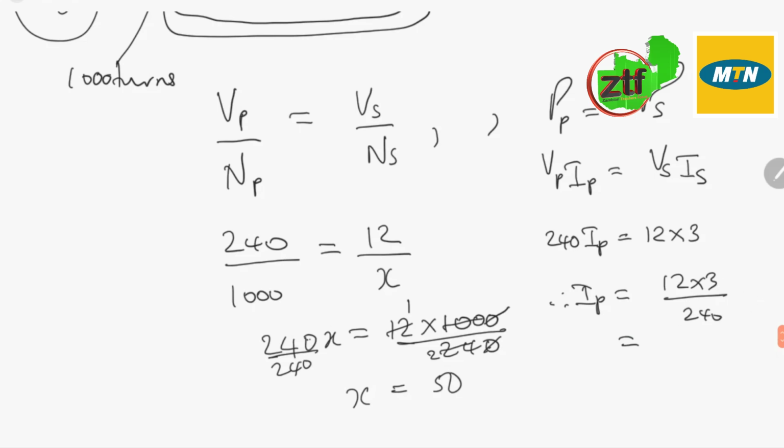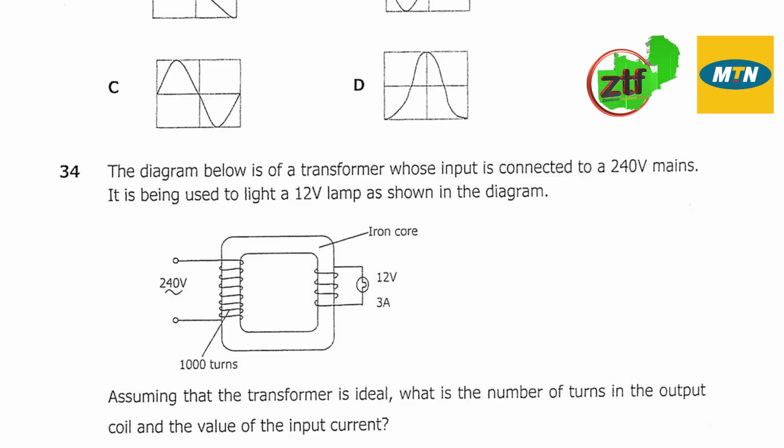So when we do that, what we realize is that this is now 3 out of 20, which gives us 0.15 amps. So the pair that gives us the right answer is A. Number of turns 50, current 0.15. Next question.